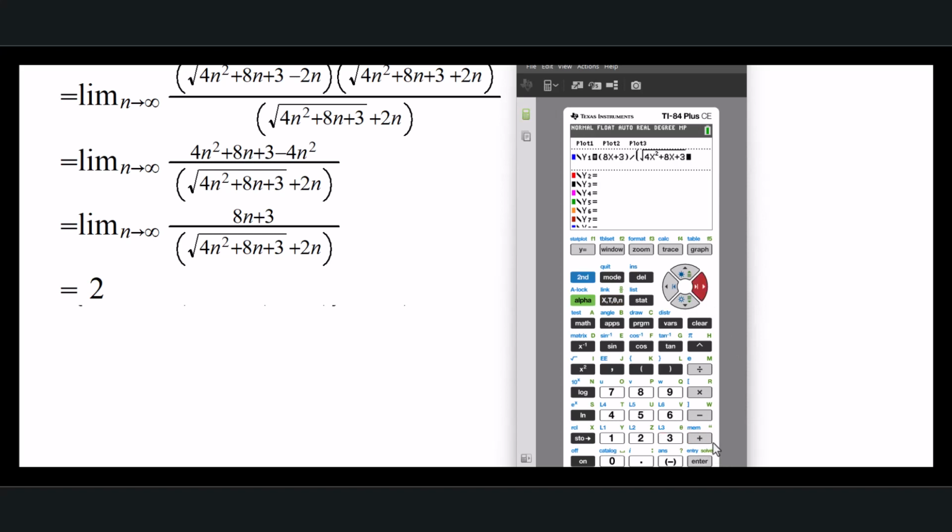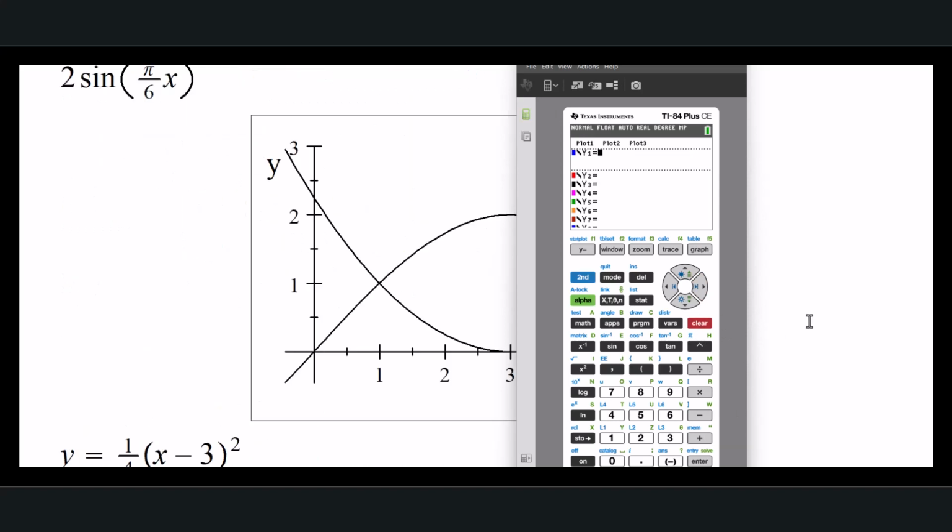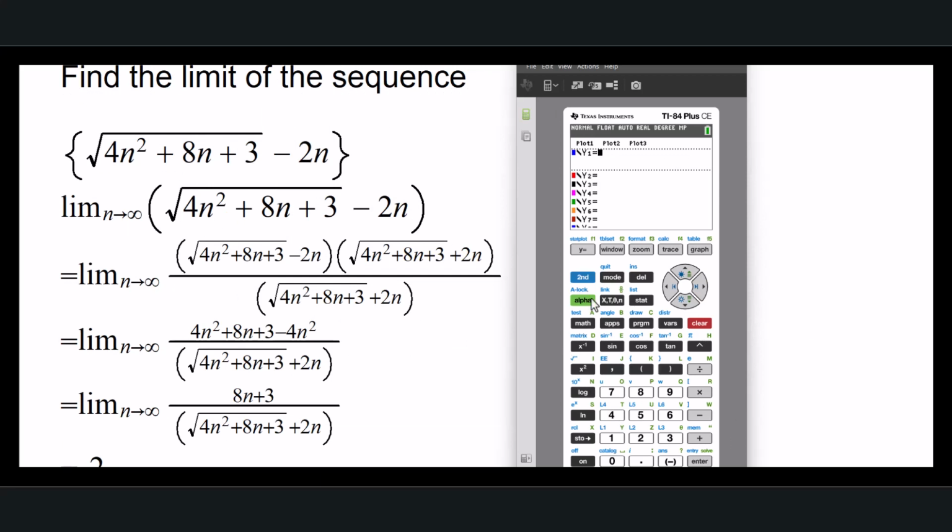What did I do? I'm copying the wrong portion, am I not? Let me just get to this here. Sorry about that. The square root of 4x square plus 8x plus 3 minus 2x. Okay. All right, what did I do wrong here? Let's see. Minus 2x. Okay. So we come here.